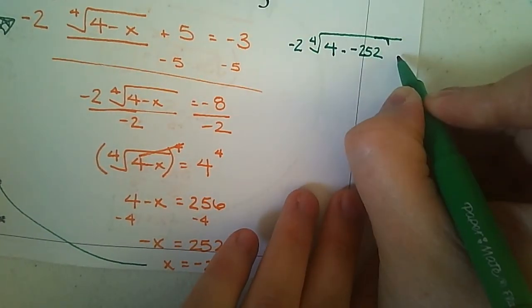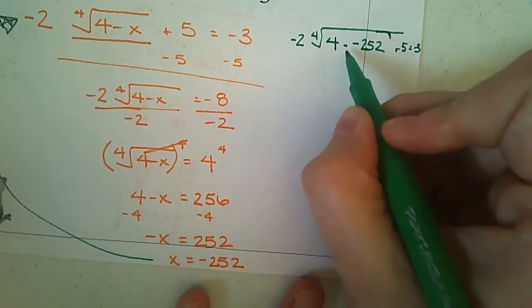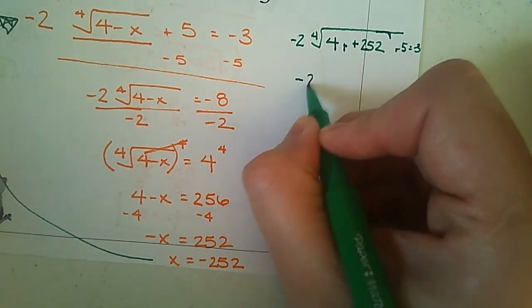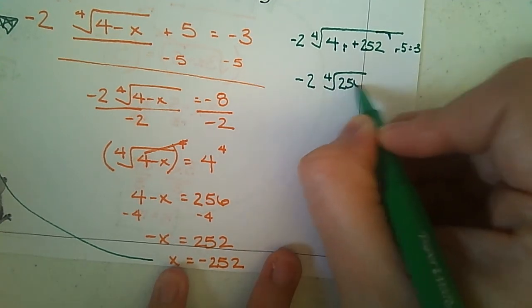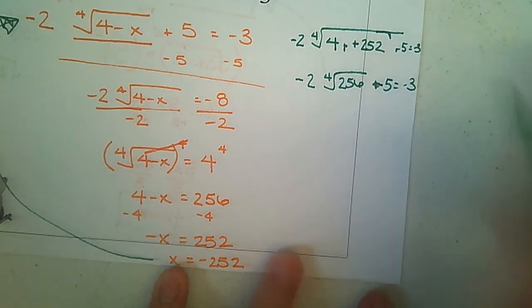I didn't give myself a lot of room there, did I? Plus 5 equals -3. All right, so we know minus a negative is a positive. So I'm going to end up with the 4th root of 256 plus 5 equals -3.